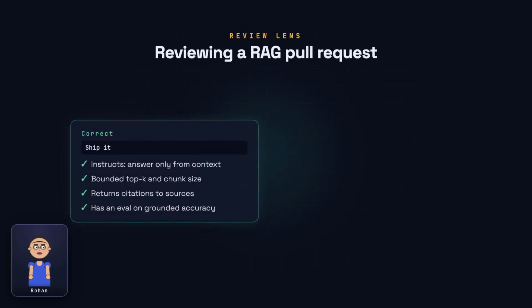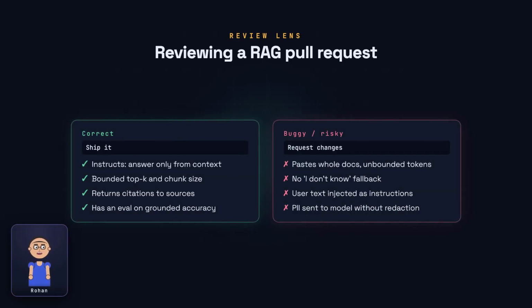Use this as your checklist on a pull request. On the left, the prompt insists on grounding. Top K and chunk size are bounded to control cost. Citations are returned, and there's an eval measuring grounded accuracy.